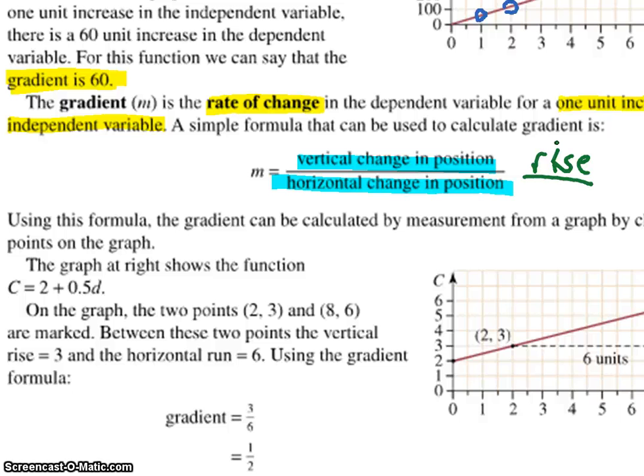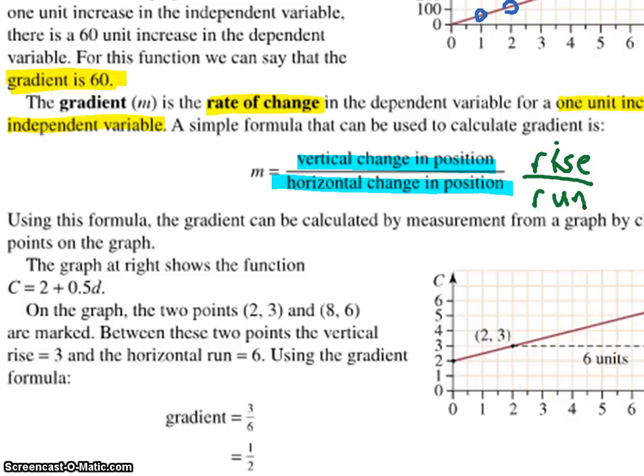Run. Okay? So that's the simplified version that you would have learned in year 7, year 8, year 9 or year 10, and or all of them. Okay? Vertical change of position is your rise, horizontal change of position is your run. Now, it's given as the letter M in maths.